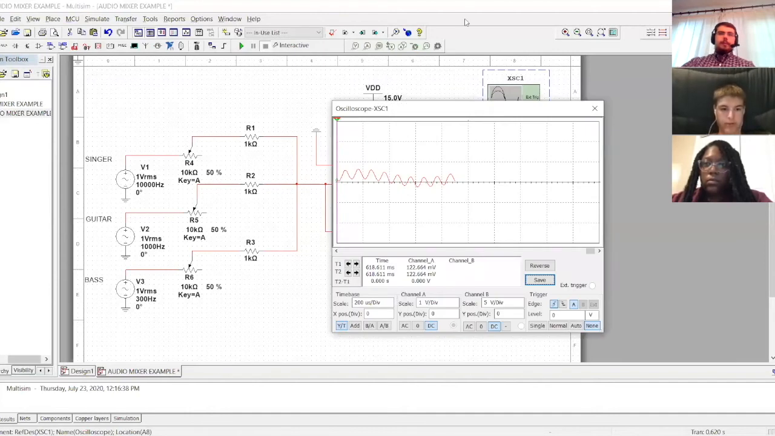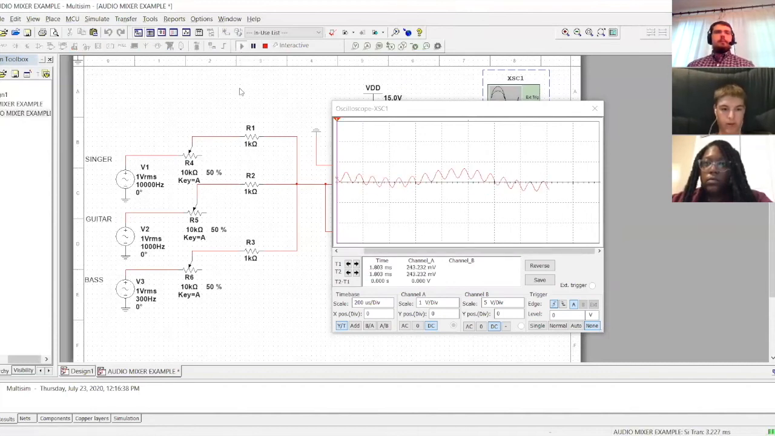So we decided to do 4 different simulations on this experiment. The first one being when all 3 sources have an equivalent input into the system, and that gives us this waveform. If I then minimize the singer's role in the input, you can see that the amplitude decreases and the frequency is about the same.